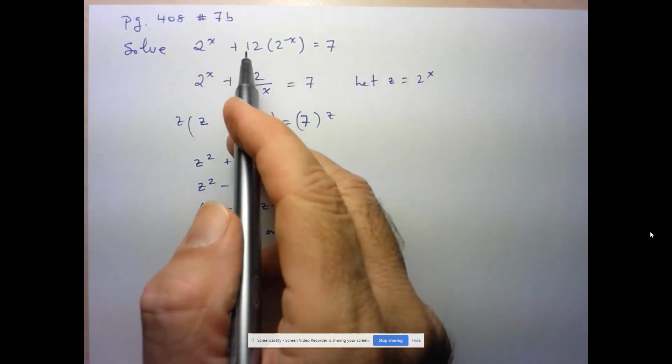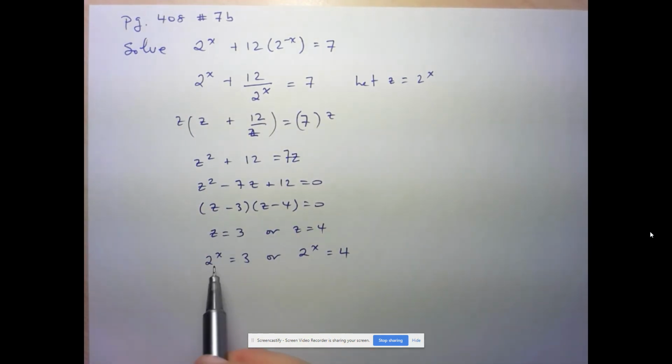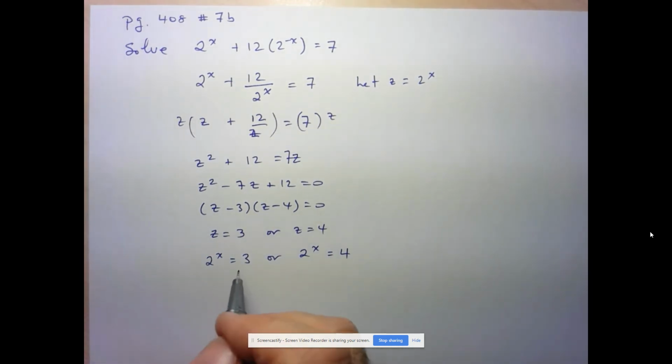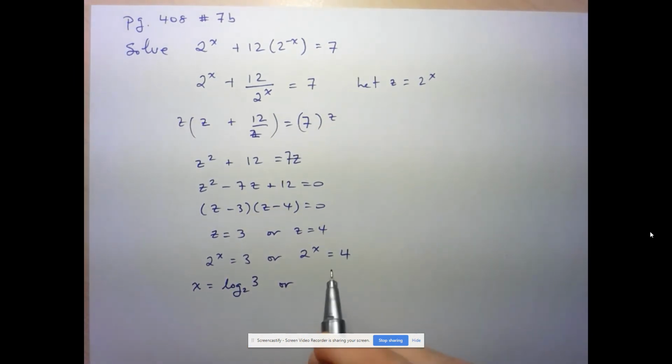Okay, so my goal is to eventually get to a single exponential expression equal a number. Well, here I can't solve easily, so I'm just going to have to take a logarithm. So I'll take log base 2 of both sides. So that gives me x equals log base 2 of 3. Here I don't really need to take the logarithm because I know that 2 squared is equal to 4. So x equals 2 is a second answer.